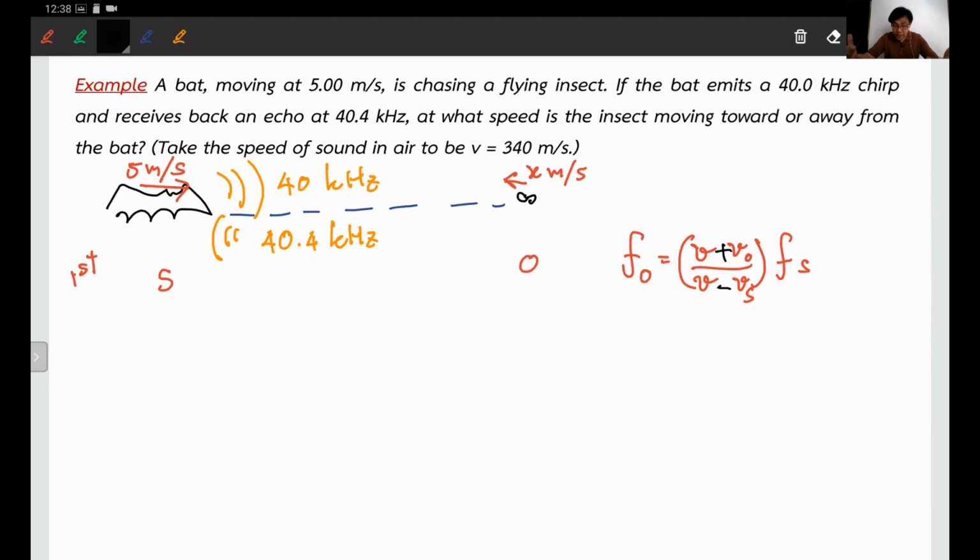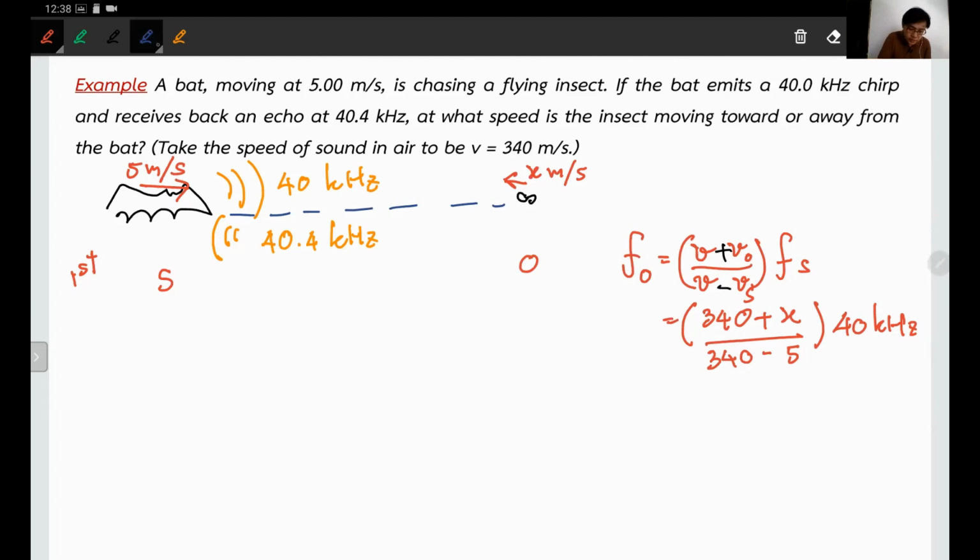Okay, and then let's substitute the numbers a bit so you guys see what's going on here. So of course, the speed of sound is 340 plus the speed of the observer, which is x, we don't know at this point, divided by 340 minus the speed of the bat, 5 meters per second. Cool. And multiply by the source frequency, which in this case is 40 kilohertz. Let's just put it there. That's it. There's nowhere else to go because we still don't know what the x is supposed to be.